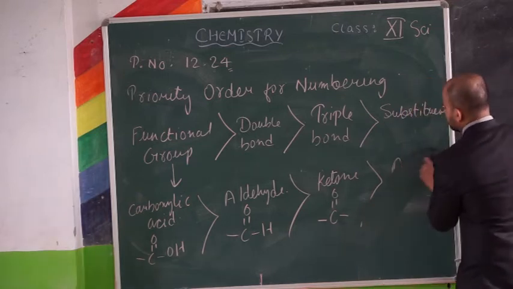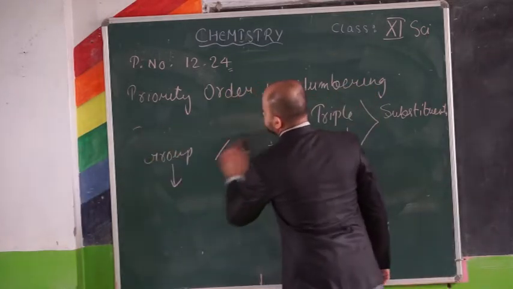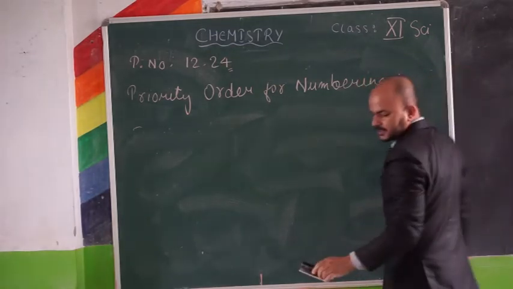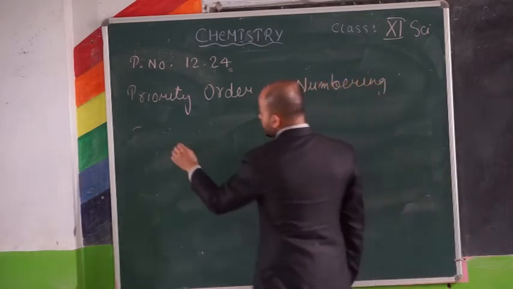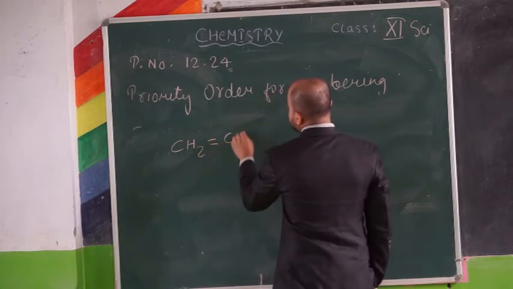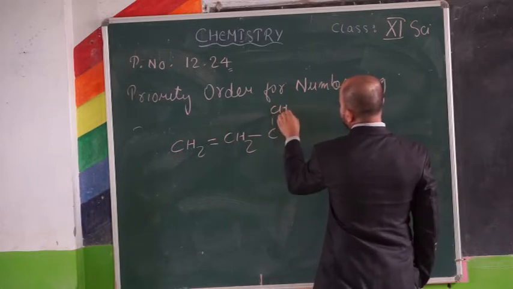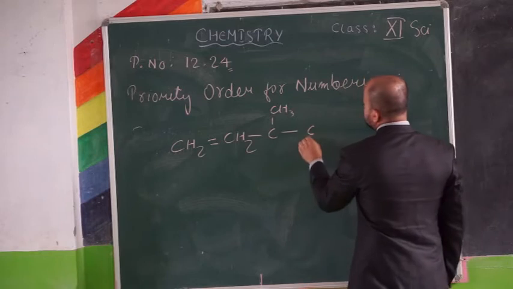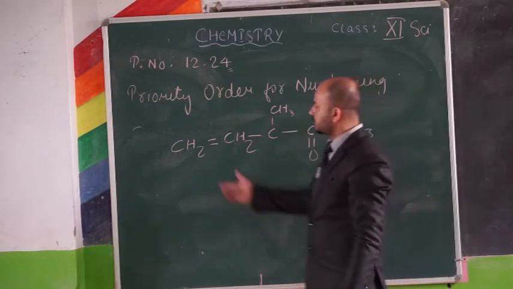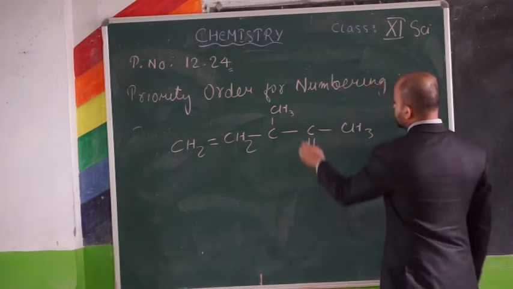Now let's take some example. With an example, it would be more clear. Now, let's take this example. Say you have CH2 double bond CH, CH2, C, CH2, C double bond O, CH3. So let's consider this compound. Now, the first thing you have to do is find the longest continuous carbon chain. This will contain the functional group. The functional group is here.